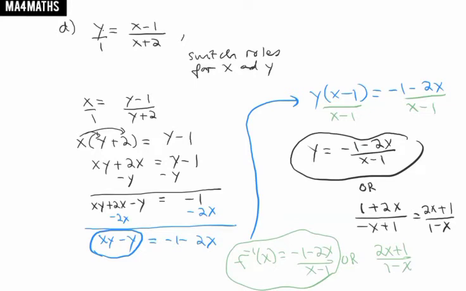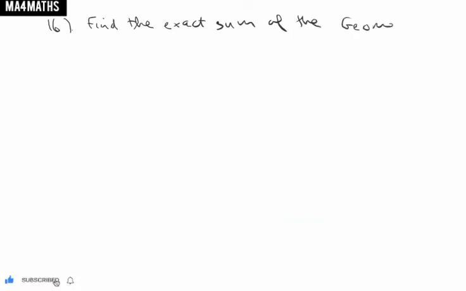May I go to the next page? All right, so thank you. So what is it? Number 16. So they want us to find the exact sum of the geometric sequences below. And more importantly, infinite.